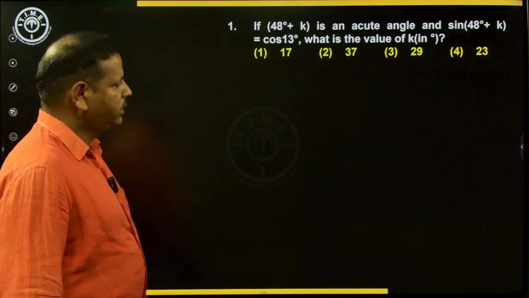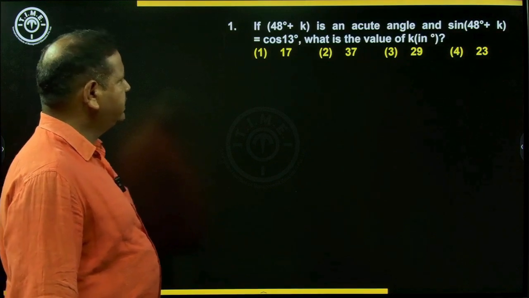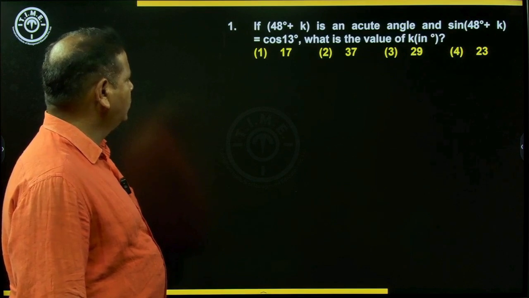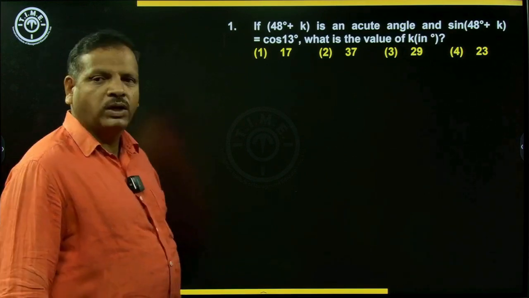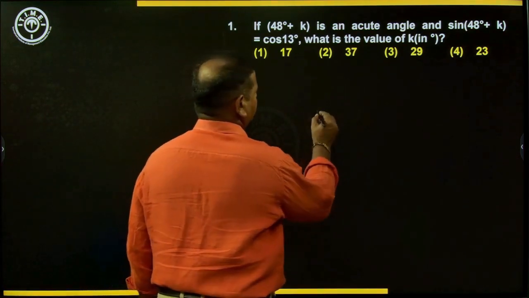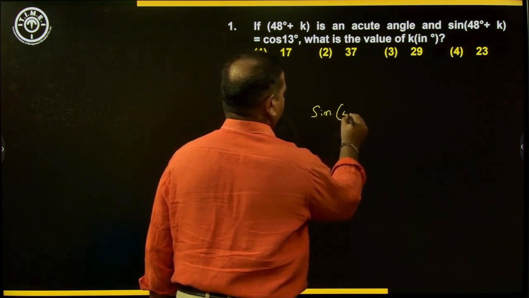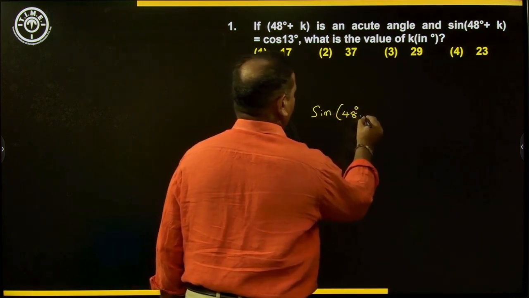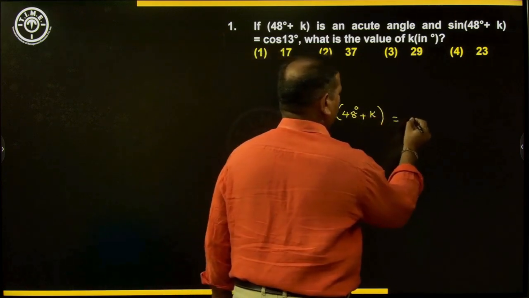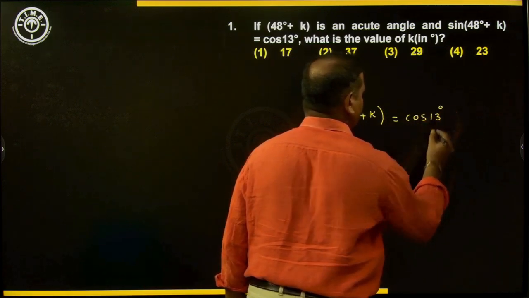The first question in the trigonometry is, if 48 degrees plus k is an acute angle and sine of 48 degrees plus k equal to cos 13 degrees, what is the value of k in degrees? Say this, sine 48 degrees plus k equal to cos 13 degrees is given.